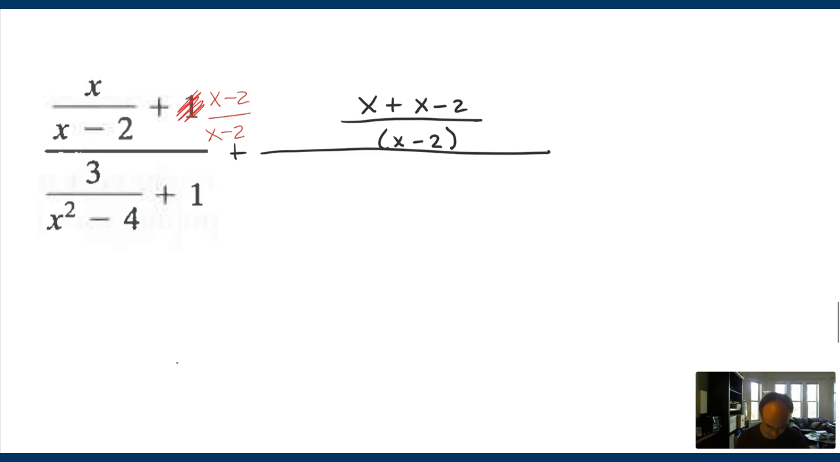On the bottom, I'm going to make a common denominator of x squared minus 4 over x squared minus 4. And it's going to be 3 plus x squared minus 4 all over x squared minus 4. Before I do any fraction math here, I'm going to rewrite everything with combined terms and simplified, and then we'll see where we're at.